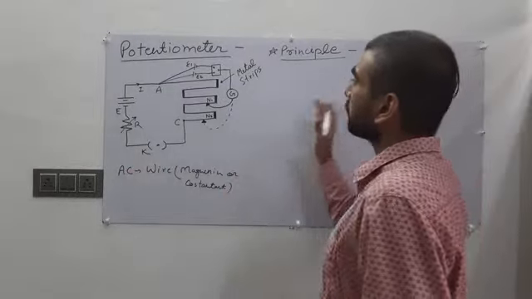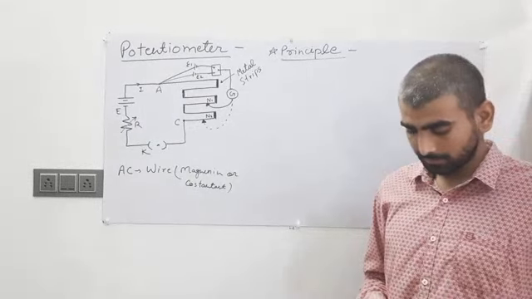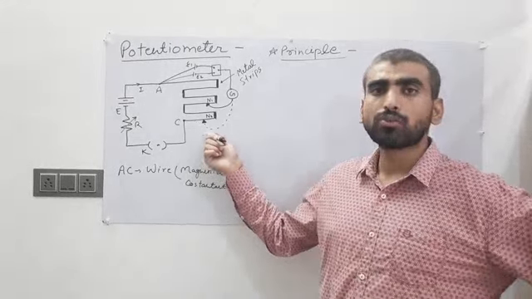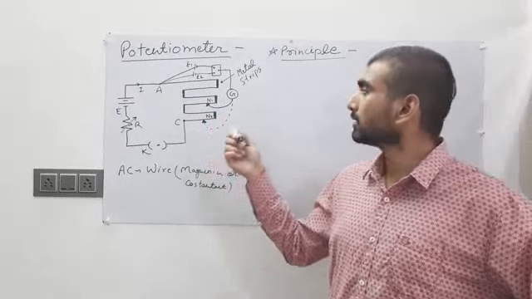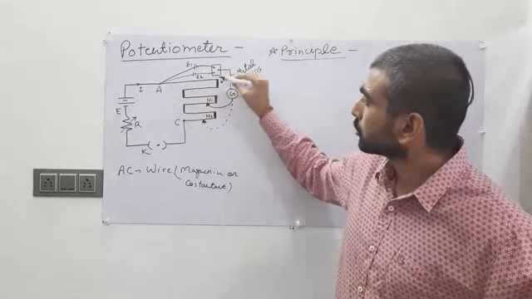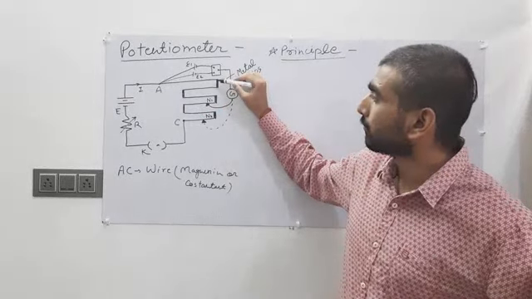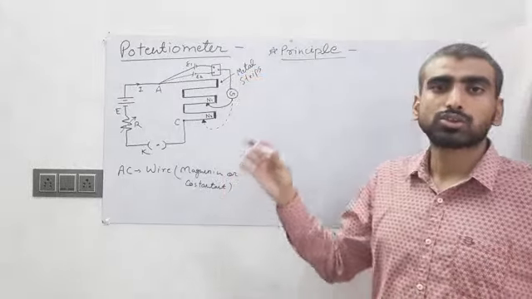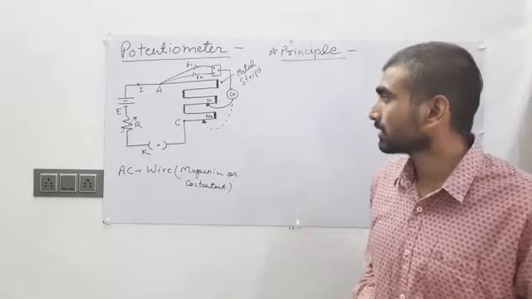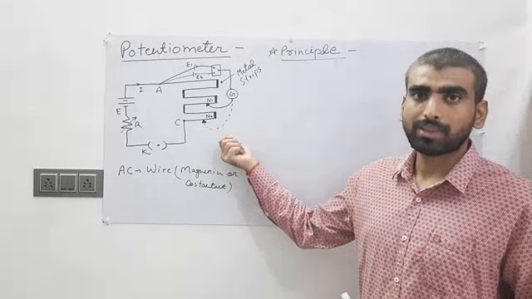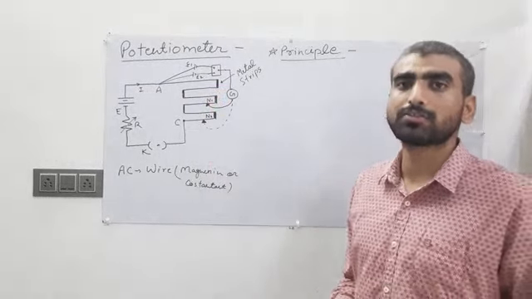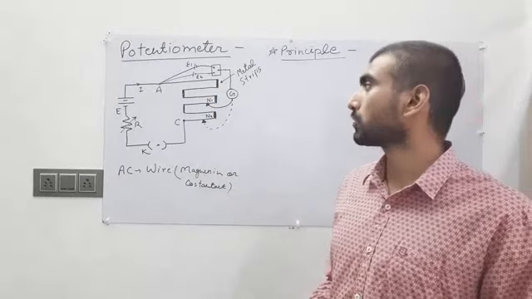Now, what is the principle of a potentiometer? The principle says that if a constant current passes through a wire of uniform cross section, which means the area of cross section of the wire is constant throughout its length, then the potential difference at any segment of the wire is proportional to its length.